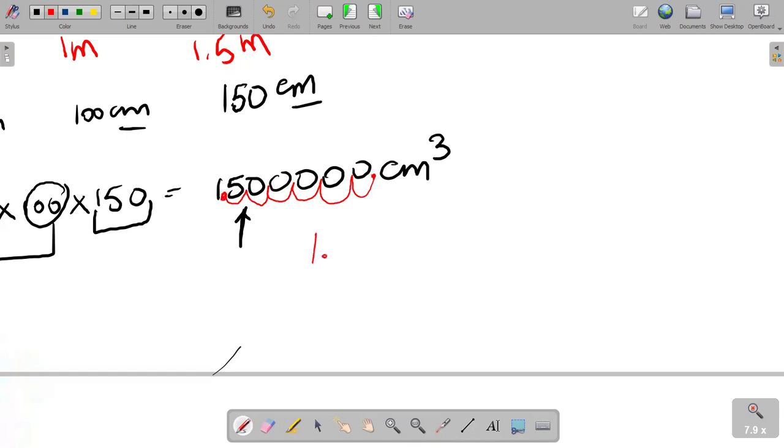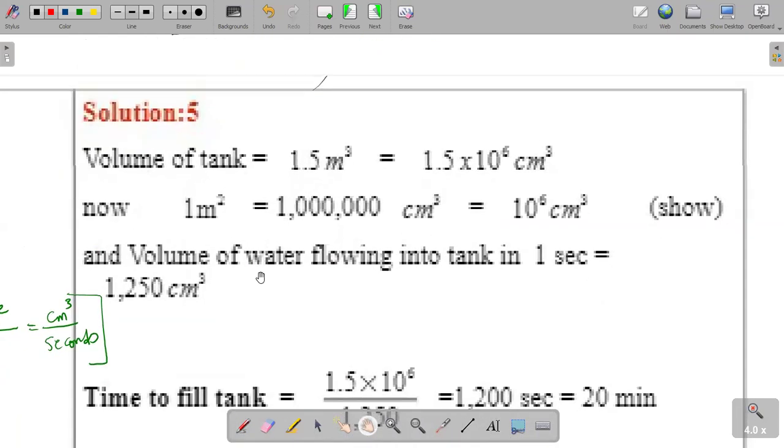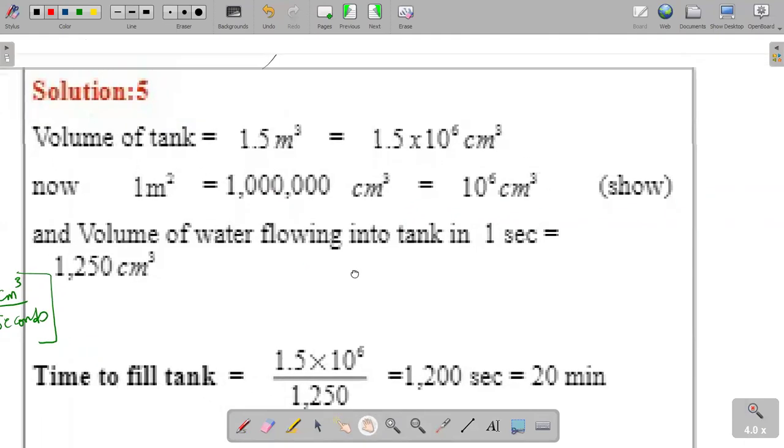So our answer is 1.5 times 10 to the power of how many jumps? 6 jumps. Because the number is bigger than 1, it's a positive 6, so 1.5 times 10 to the 6 centimeters cubed. Everybody understand now? Small revision. So that's how they got this number. It's the same exact process. All right, so let's go.